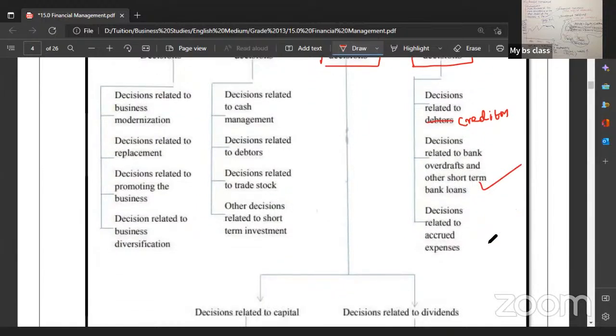And decisions related to accrued expenses. What do we mean by accrue? You keep it without paying, you accrue it, right? For example, expenses to be paid, like rent payable. If possible, we postpone the rent to next month, electricity, loan payments, loan interest. So accrued expenses are a way of financing.